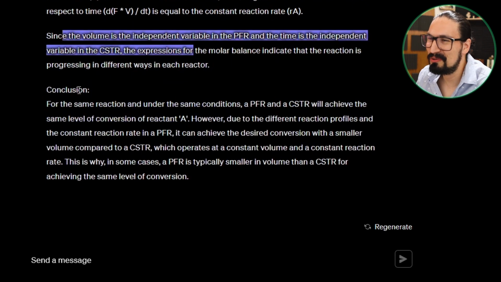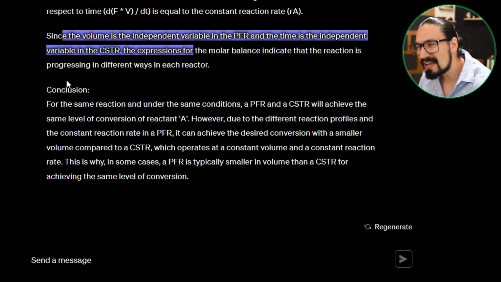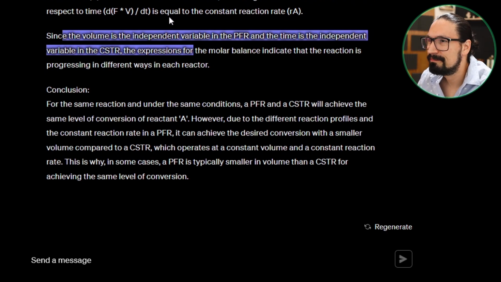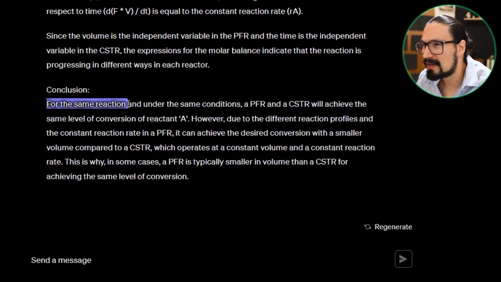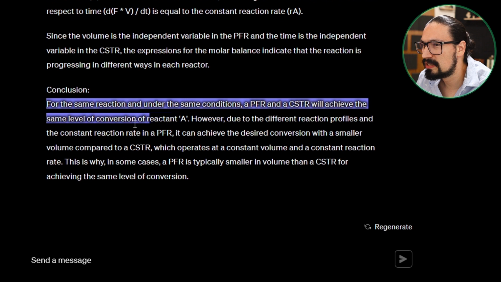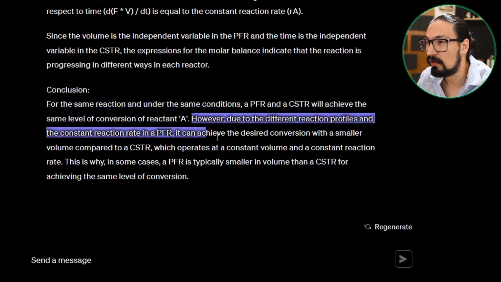Okay, let's see the conclusion, because it's like explaining the same stuff all over and over. Conclusion: for the same reaction and under the same conditions, the plug flow reactor and CSTR will achieve the same level of conversion. Okay, yeah, exactly. That's what we're talking about. We want the same conversion. What we're talking about is volume.